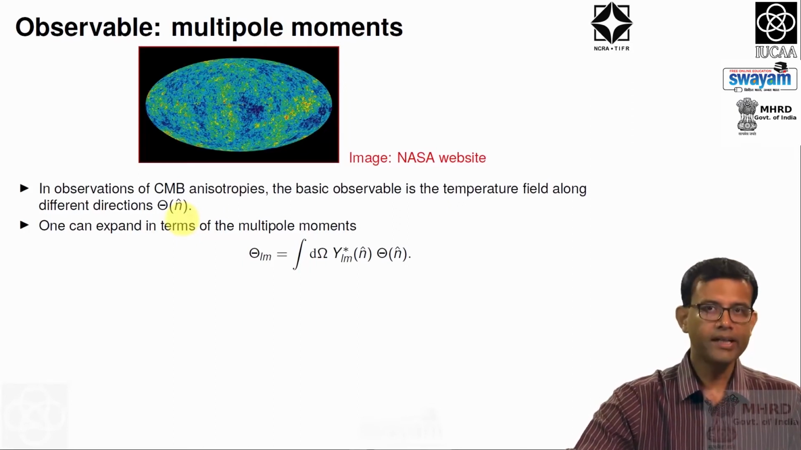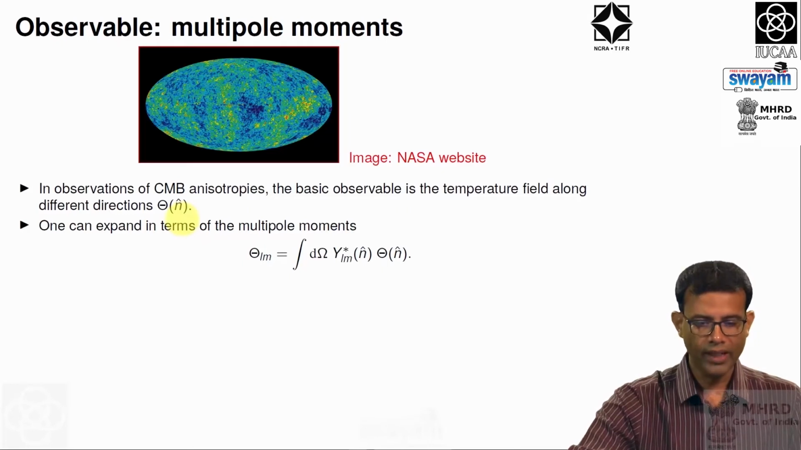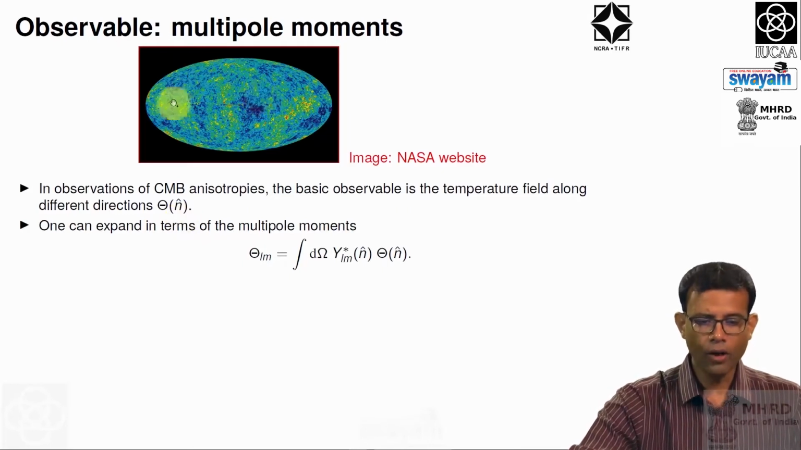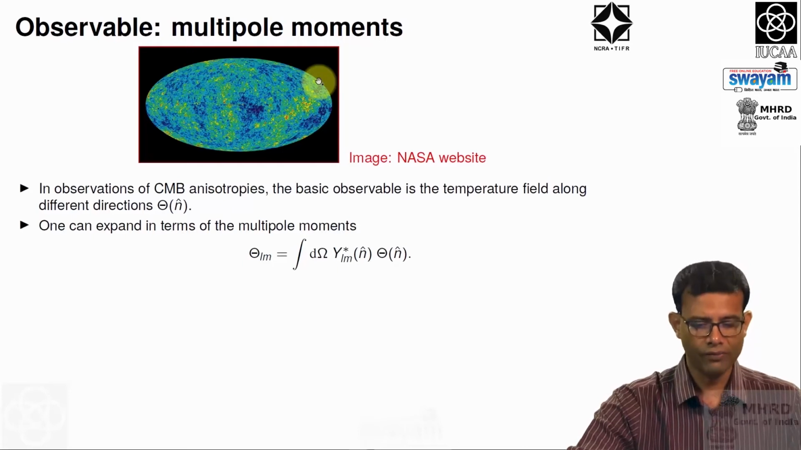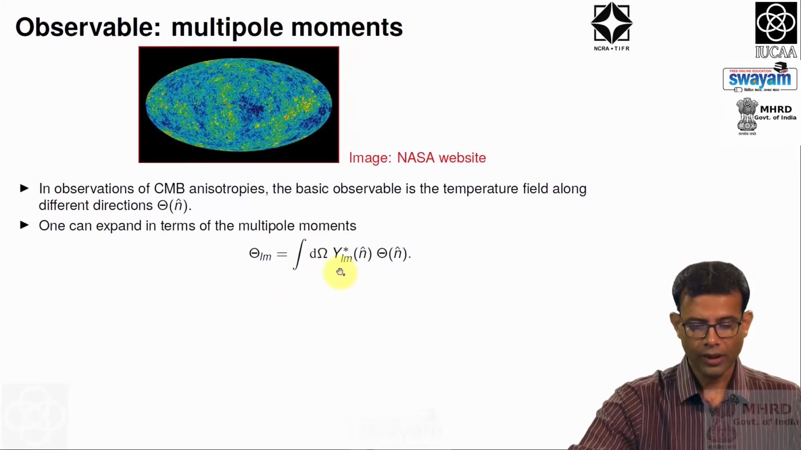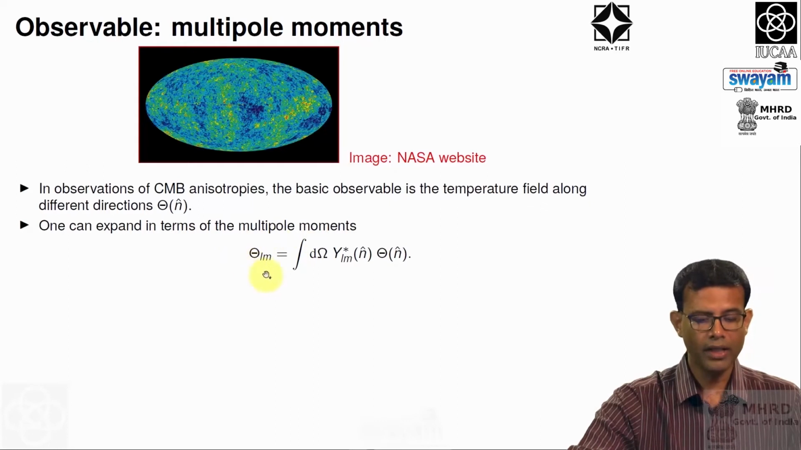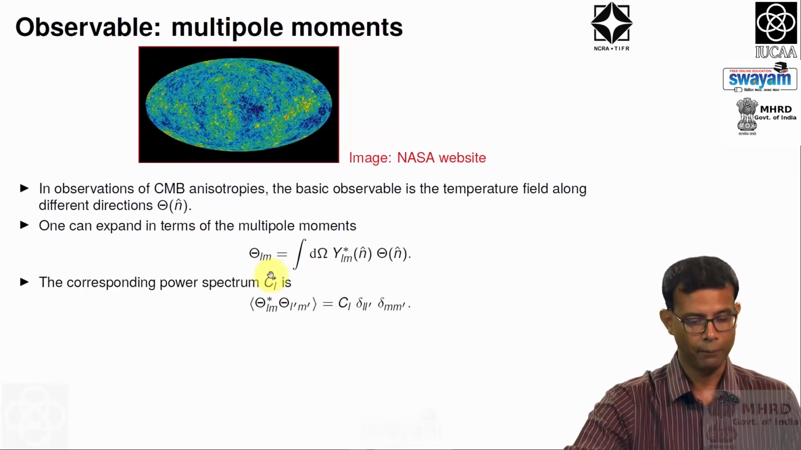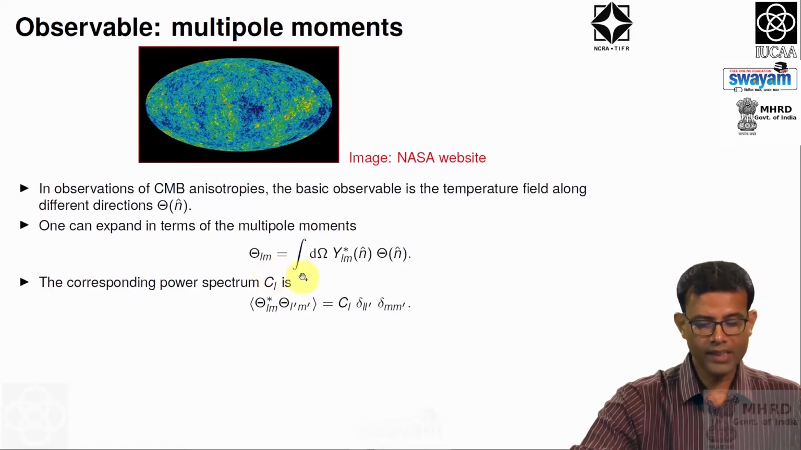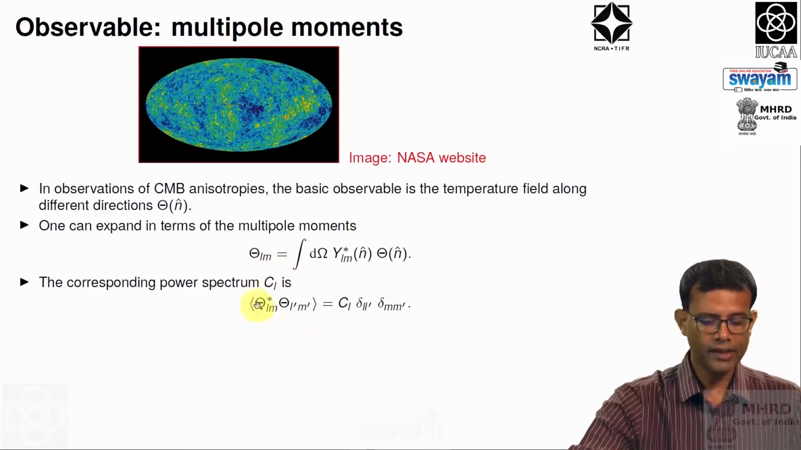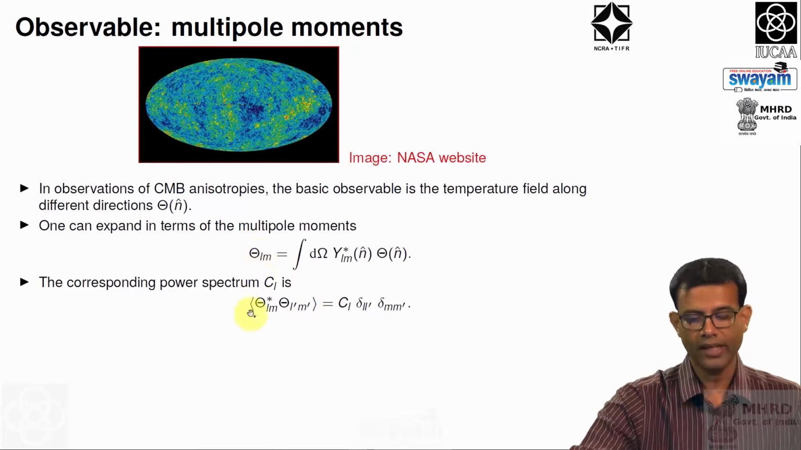Now, as we said, it is easier to work in terms of Fourier components. The equivalent of Fourier components on the two-dimensional spherical surface of the sky are these multipole moments, where you expand in terms of the spherical harmonics. So, you take the theta, which is a function of this angle in the sky, multiply by the appropriate spherical harmonics, and integrate over all solid angles, all theta and phi. What you get are the multipole moments, which are functions of L and M. You can work out what is known as the power spectrum, that is nothing but some kind of mod square of these theta LMs.